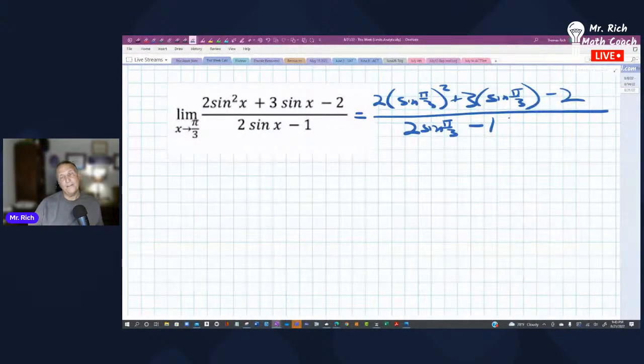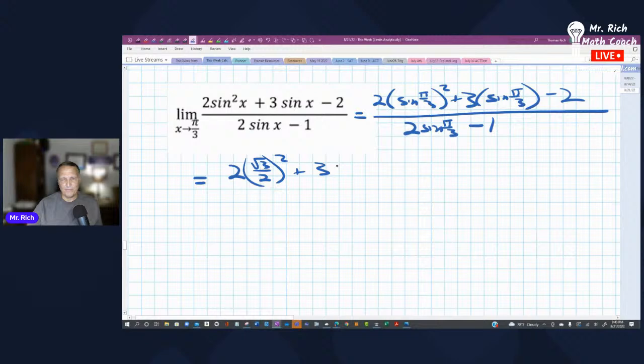So sine of pi over 3, that's root 3 over 2. So let's see. Oh, I did direct substitution here, so I got rid of my limit, but let's see if this works. So this is going to be 2 times root 3 over 2 squared plus 3 times root 3 over 2 minus 2.